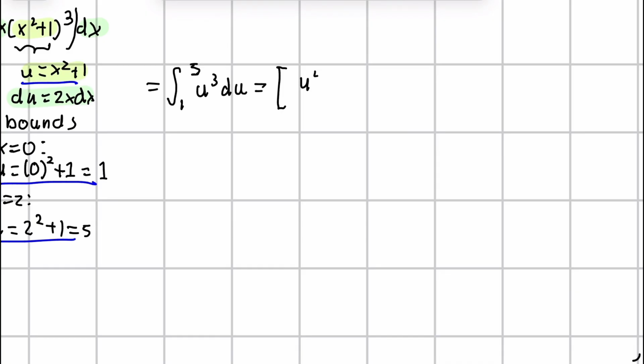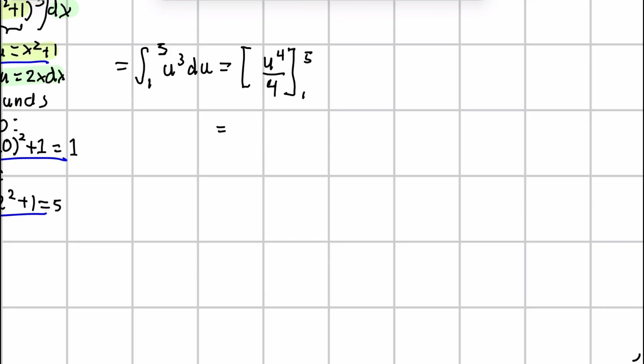So we have u to the power of 4 divided by 4. So we're going to take 3 and then add 1 to it, and then we're going to divide by that number. So we're dividing u by 4. Then we take this and we evaluate it from 1 to 5.